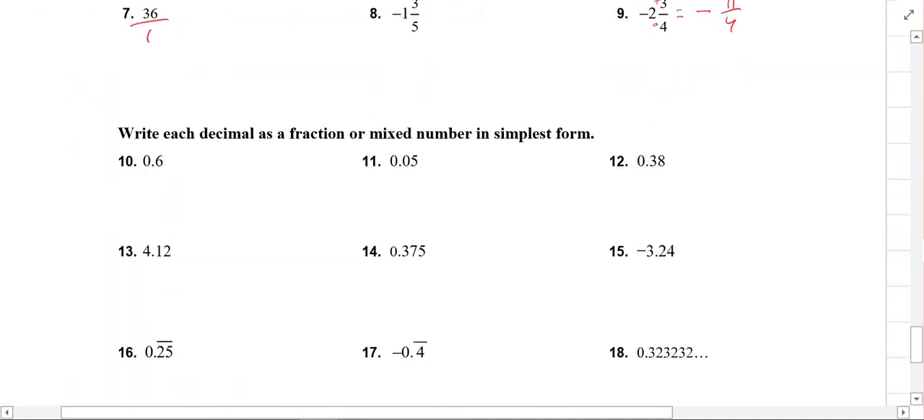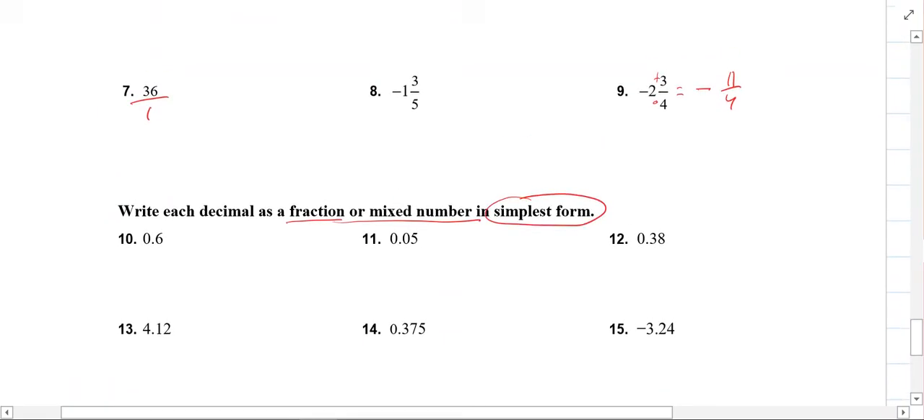Moving down, write each decimal as a fraction or mixed number in simplest form. So pay attention to that. All right, so this is 5 hundredths, and that can be reduced. And if 5 goes into both, that's going to be 1/20th.